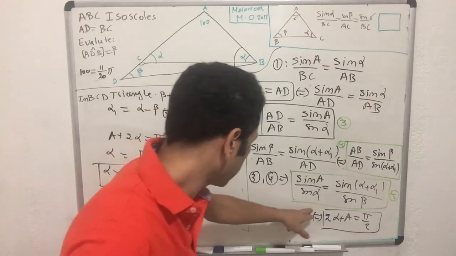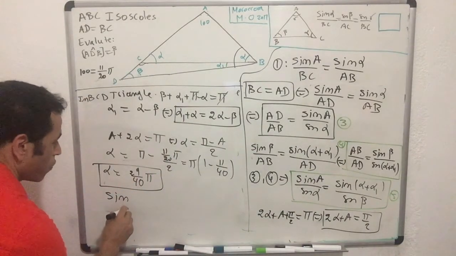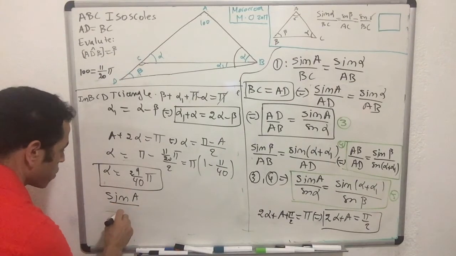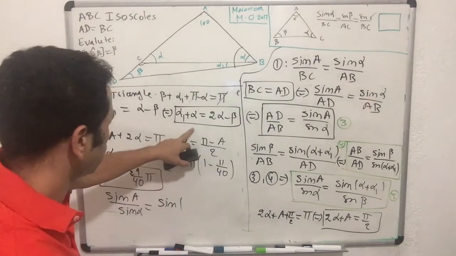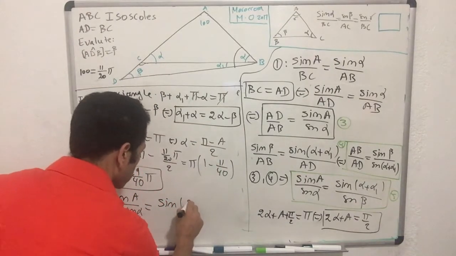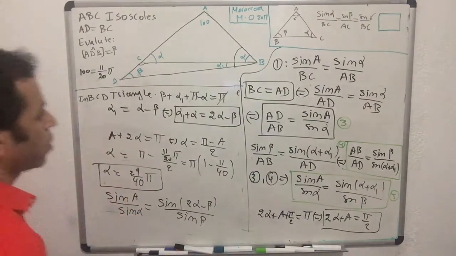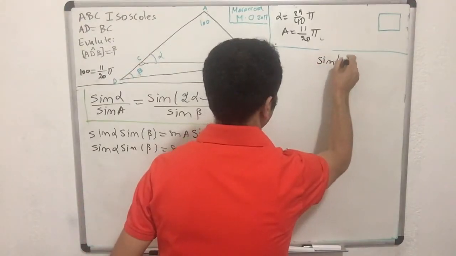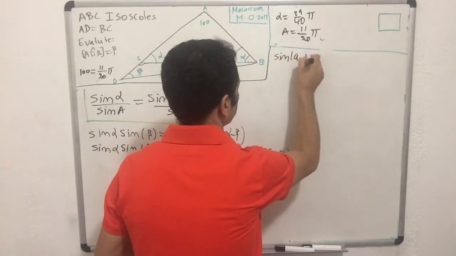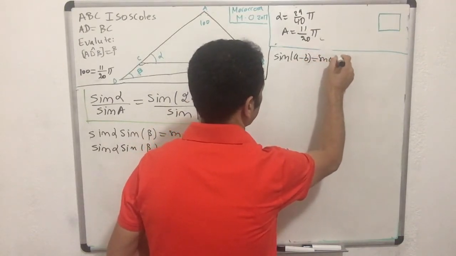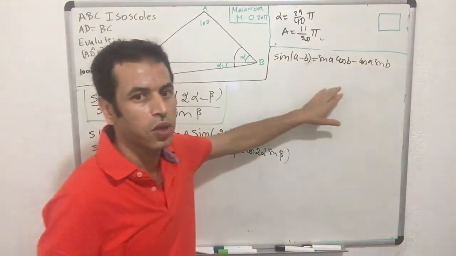Now I'm going to solve this equation. So now my equation becomes sine A over sine alpha equals sine alpha plus alpha 1, which I calculated in terms of beta and alpha, minus beta over sine beta. Let's clean up the board and move on to the next step. A minus B, as you see here, sine A minus B equals sine A multiplied by cosine B minus cosine A multiplied by sine B. We know this trigonometry formula.